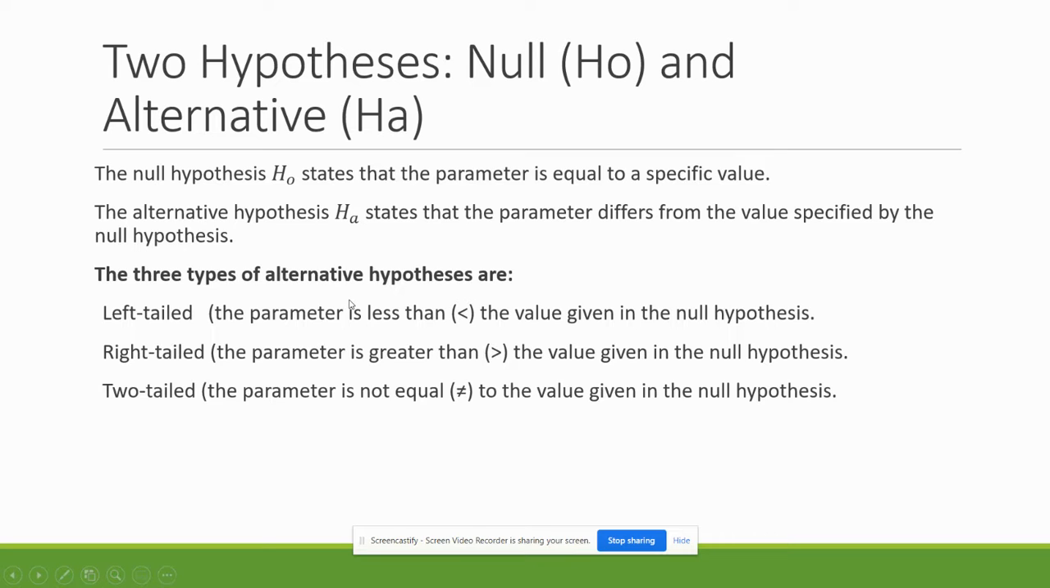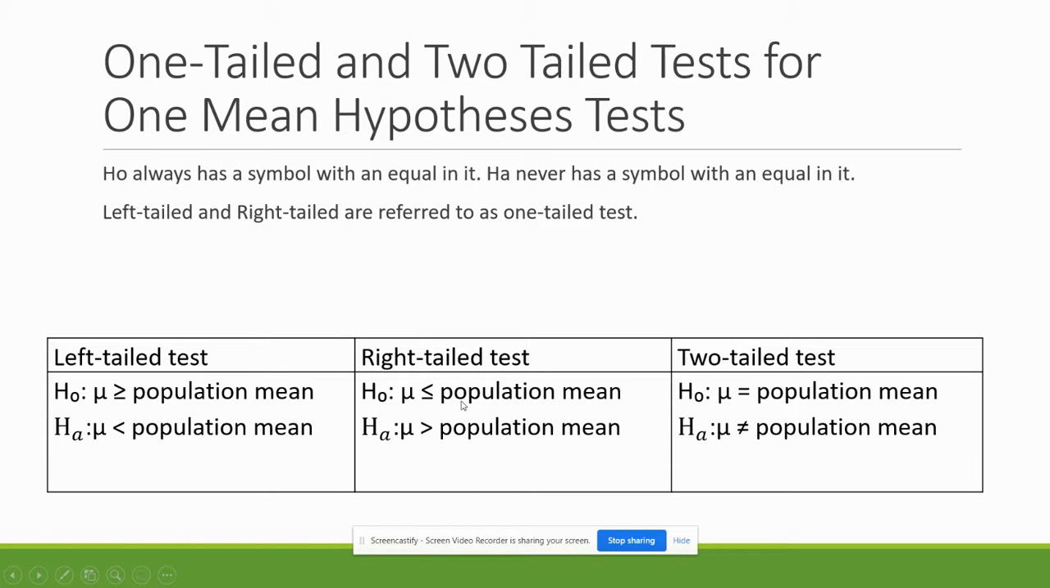Okay, and there's three types of alternative hypotheses you can have. You can have left-tailed, which is the less than symbol. You can have right-tailed, which is the greater than symbol, or you can have two tails, which is not equal. Because remember, the equal sign goes in the null. This is the not equal. So let's look at one-tailed and two-tailed tests for a one mean hypothesis test. That means I'm just comparing one sample mean to the population. We refer to left and right tail as one-tailed. We refer to this one down here, the not equal, as two-tailed.